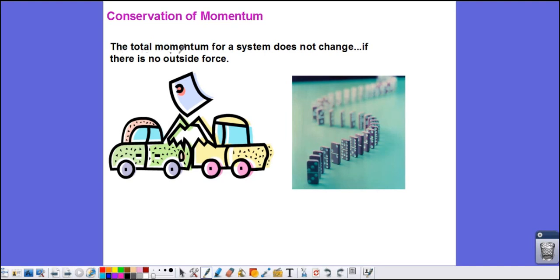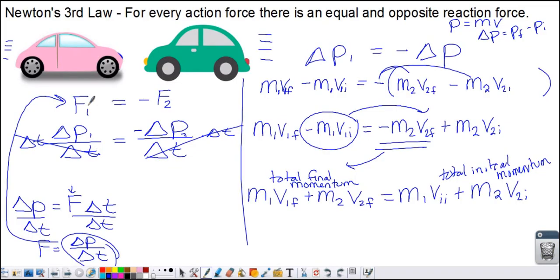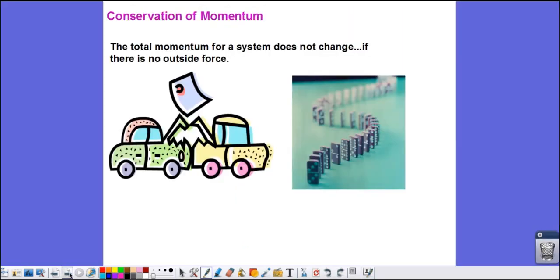What it says is the total momentum for a system does not change if there is no outside force. Okay, so what does that mean? Well, these can be the only two forces that I'm talking about. If I add a third force in, I need to include that in the system. Okay? Otherwise, it doesn't hold. So you need to include all the forces in your system that you're going to have.